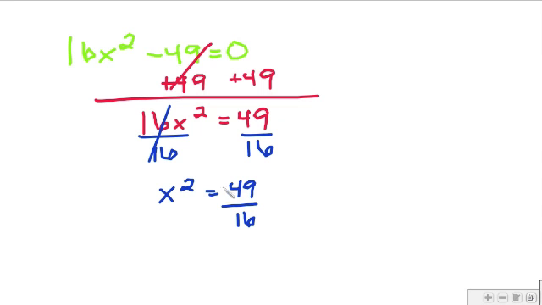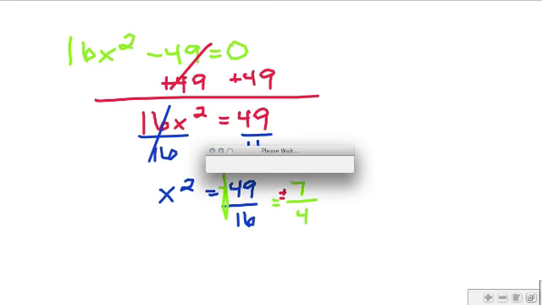Okay, I'm going to take the square root. I'm going to take the square root of this whole thing, which just means I'm going to square root each of these individually. The square root of 49 is 7, and the square root of 16 is 4. But not to forget your plus or minus with your answer.